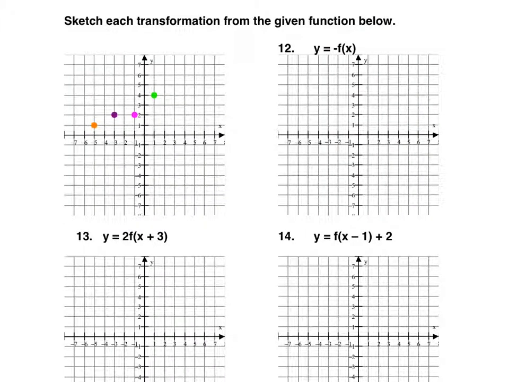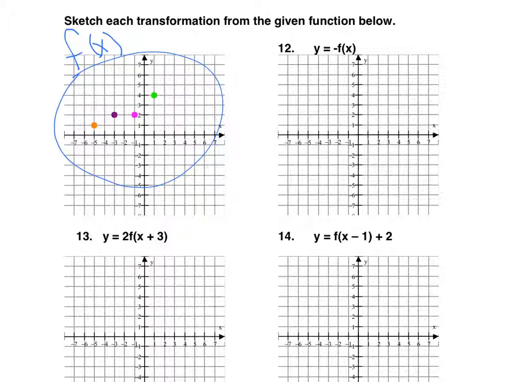Let's take a look at the next section here where we need to sketch transformations. So we're given a function right here, and in this we're just given a set of 4 points. The points are -5, 1, -3, 2, -1, 2, and 1, 4. And if that is our function f of x, we want to plot the transformations of -f of x, f of the quantity x plus 3, and f of x minus 1 plus 2.